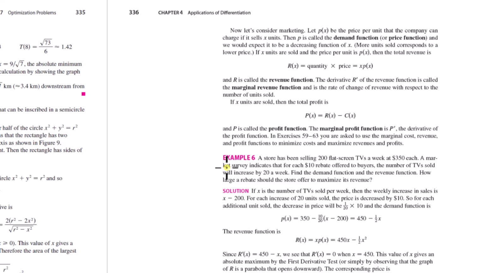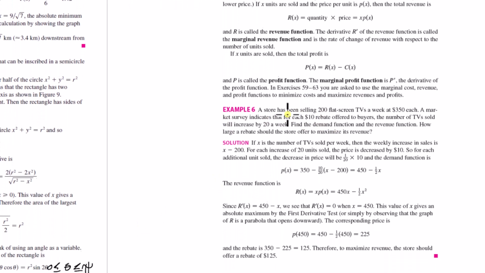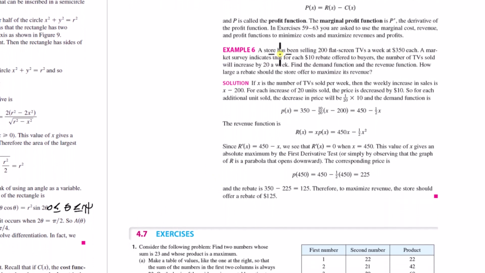And so with that information, they give an example here. A store has been selling 200 flat screen TVs a week at $350 each. A market survey indicates that for each $10 rebate offered to buyers, the number of TVs sold will increase by 20 a week. Find the demand function and the revenue function. How large a rebate should the store offer to maximize its revenue?